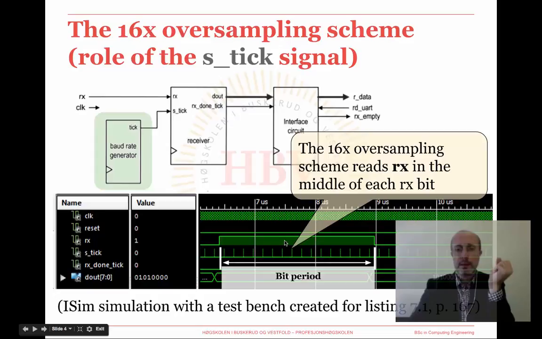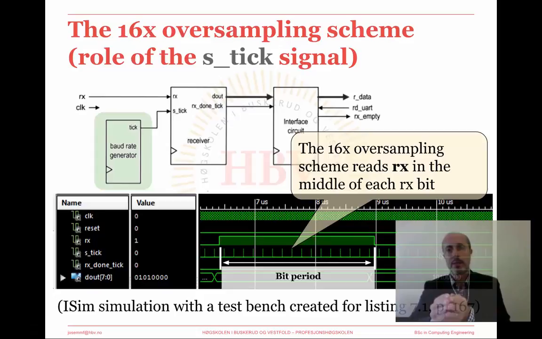16 sampling ticks per bit period is a common rate, and in that case it is known as a 16 times oversampling scheme, as indicated in the title of this slide. Well, in this scheme, all we have to do is to count 8 sampling ticks from the beginning of the bit period, and then we know that we are in the middle of that bit period. We may also count 16 sampling ticks from each middle point in the bit period, which will take us to the middle point of the next bit period.